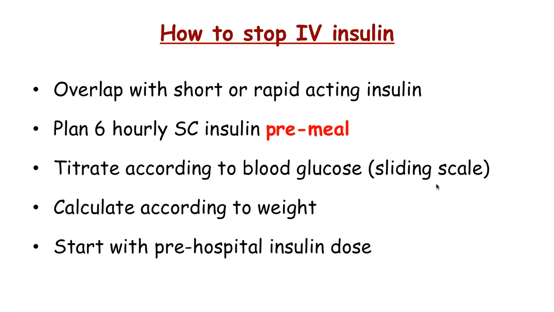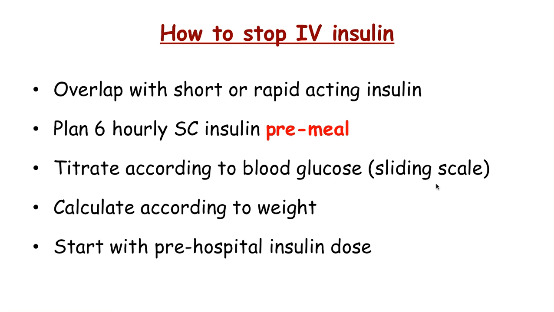Now, how do we make this switch over? We have to make an overlap with short or rapid acting insulin. You plan 6 hourly subcutaneous insulin pre-meal. Now, don't be too meticulous in your insulin prescription and don't write specific timing like 6 p.m., 9 p.m., because it is better to write pre-meal, because children may vary in when they take their meals. So don't be too meticulous in writing that prescription. Just write pre-meal.